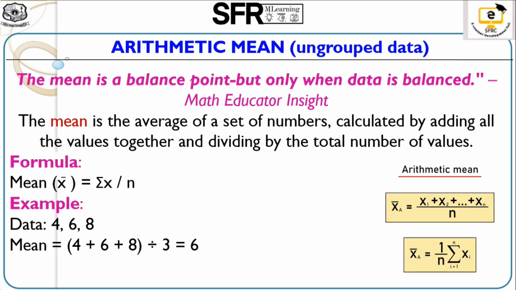Let us see one example. Here the given data is 4, 6, 8. Here n is 3, since 3 values are given. The formula is summation of x divided by n. Summation of x means the sum of these values. Here the sum is 4 plus 6 plus 8, divided by 3. So, we get the value 6. This formula is only used for ungrouped data, not grouped values. For grouped data, the mean value, another name for arithmetic mean, is summation of xi divided by n.